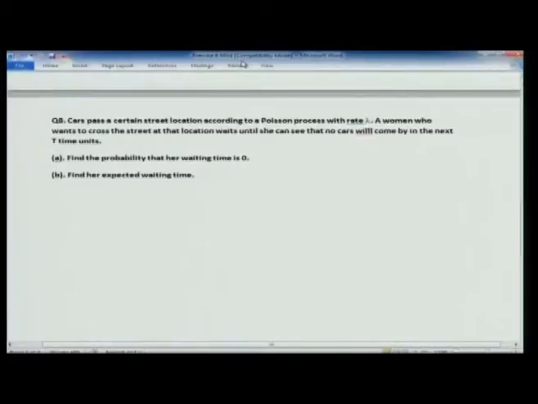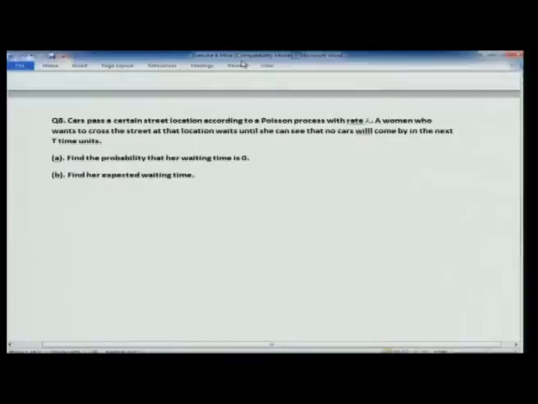So, find the probability that her waiting time is 0. Waiting time is 0 means she comes to the location, and the probability is that there is no car coming for the next t units. Because your arrival process is Poisson with rate lambda, your inter-arrival times are also exponential with parameter lambda, and therefore, you can find the probability that her waiting time is 0. That means no arrival in the time 0 to t. So, the Poisson probability is e raised to minus lambda T, no arrivals, and find her expected waiting time.